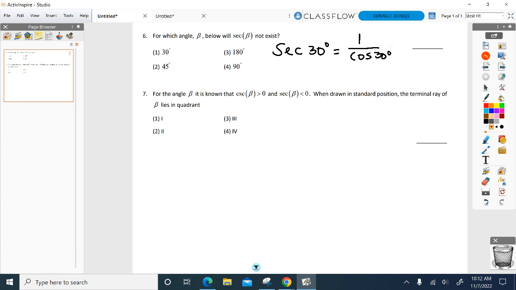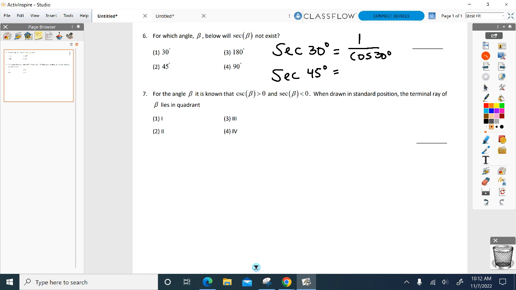Is there a value there? 1 divided by cosine 30. Is there a value there? Yeah, there is. So that's not undefined. So let's keep going. How about secant of 45? See where we're going here, Jared, and everybody else? So we're all good. Everyone's got their answer. We get an undefined somewhere. All right, let's go to 7 now.